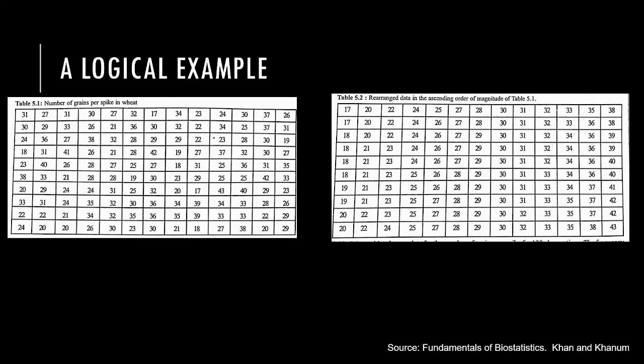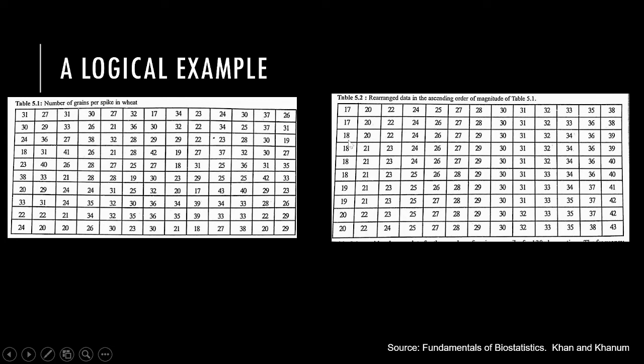Now let's take a logical example to draw a frequency distribution. There is a table of number of grains per spike in wheat. This table includes 130 observations. The first table, one third of the 130 observations, is raw data. The first step is to convert the raw data into array data. The second table represents the array form, where you can see there are repetitions in the numbers.